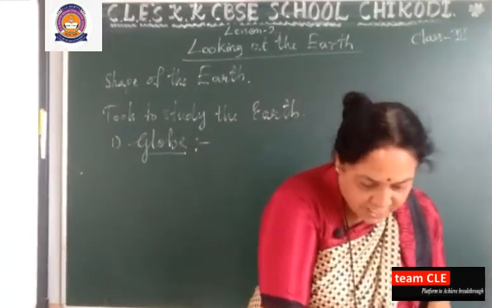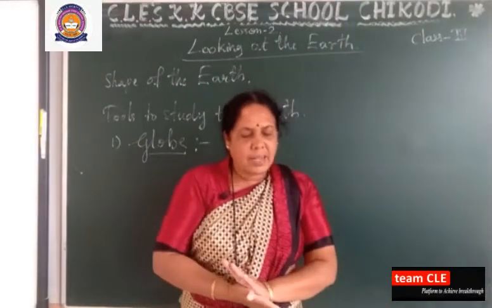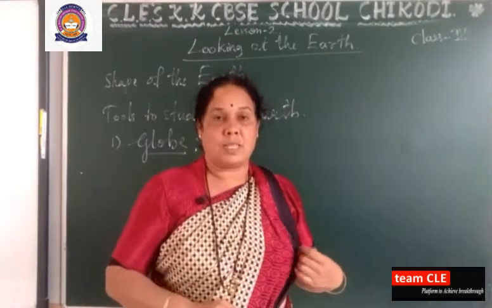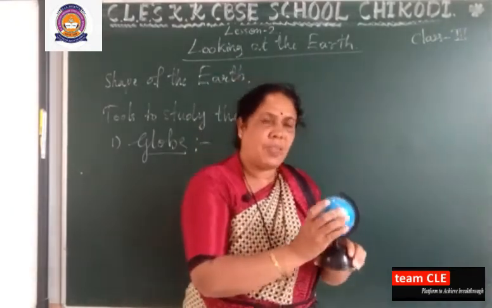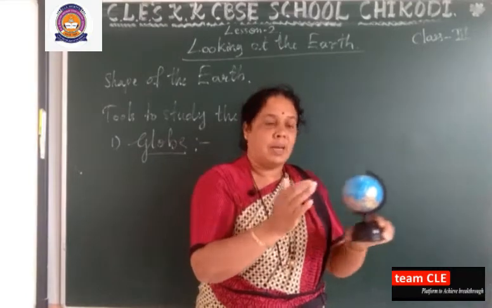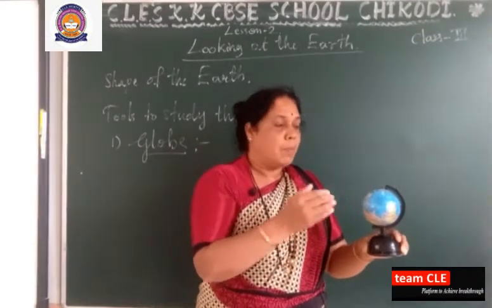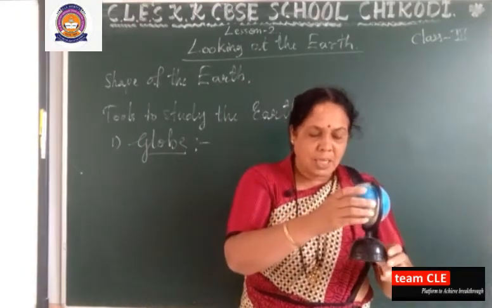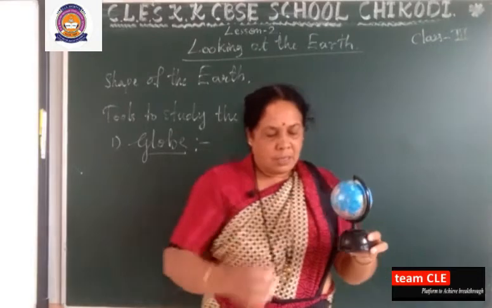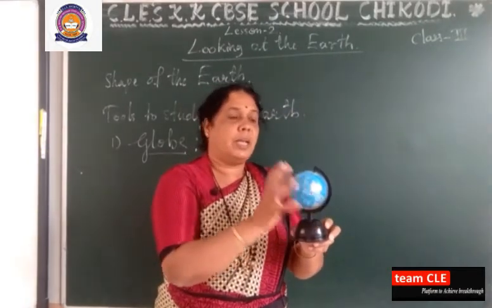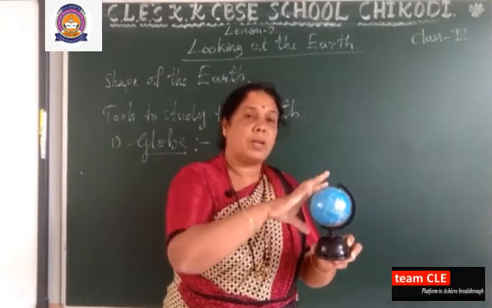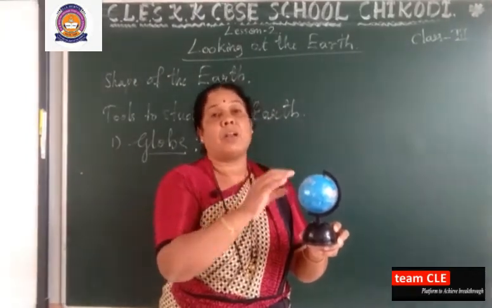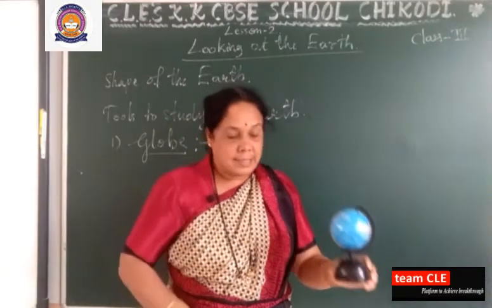So this is the first problem. Second, it is not possible to study the places on the globe in detail because of its small size. Yes, we can study everything, but because of the small size, we cannot study the places in detail. It can show the water part, continents, oceans, everything, but we cannot get detailed information about the places. So this is the second problem.